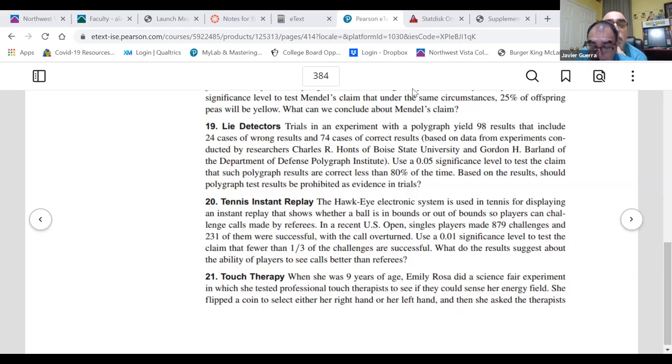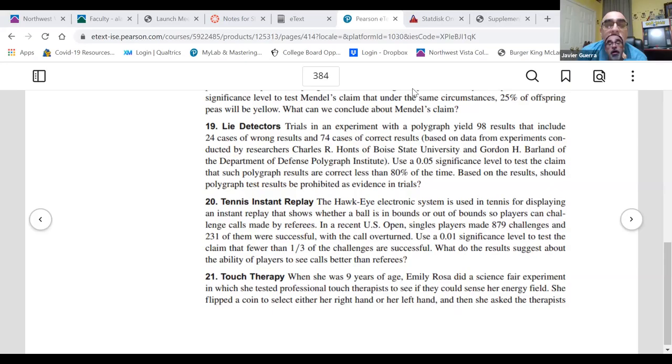Thank you, Aspen. All right, claim proportion. What is your claim proportion? Remember, it's the number that we use in our statements. It is 0.80, right? Sample size. What is our sample size? What's our total? Correct. Someone said 98. Okay. Now, number of successes. What are we trying to find the results of? The correct or the wrong?